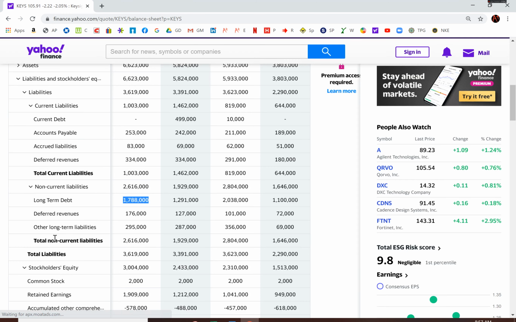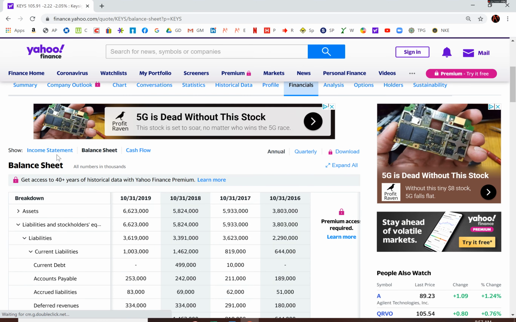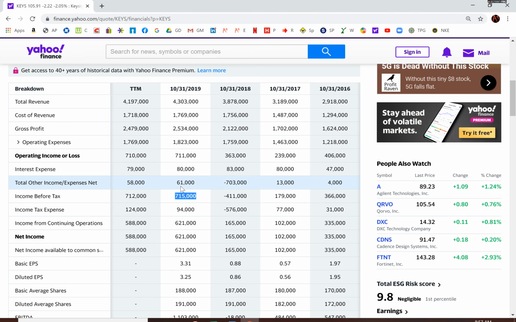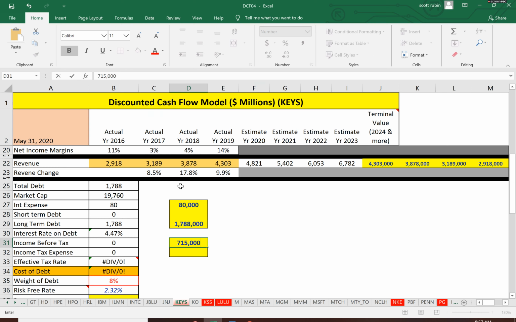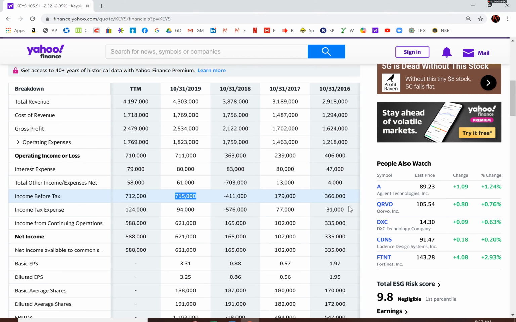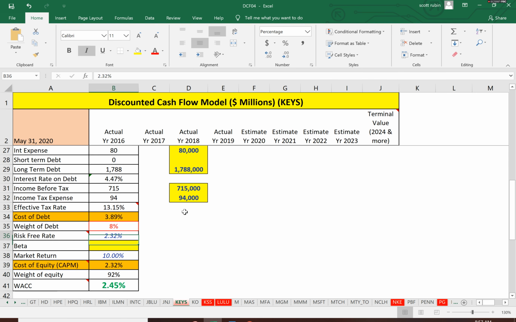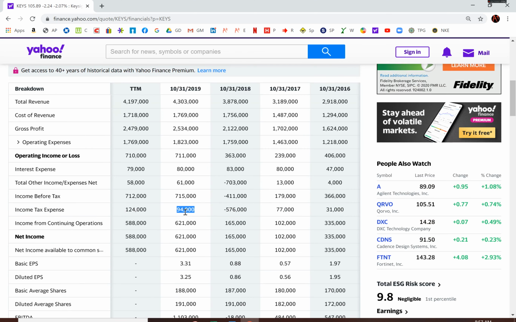Interest payments are tax deductible, so let's get their effective tax rate. So the income before tax, and this is on the income statement, and the income tax is 94 million. So they pay only 13% of taxes, so their cost of debt is 3.89%. And the weight of debt in the capital structure is 8%. That's a pretty good number. The lower the better, but 8% is a good number.